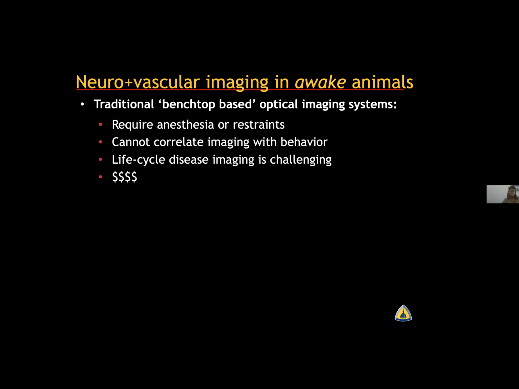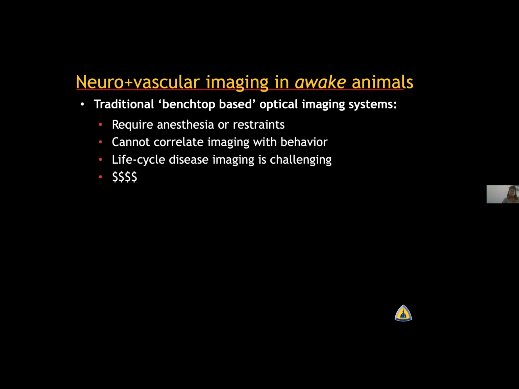But when we anesthetize an animal or restrain an animal, two things happen. One, when we are trying to look at brain function, we cannot separate out the confounding effects of anesthetics on what we're measuring. And also, if the animal's restrained, we cannot correlate what we're measuring in the brain with the behavior of the animal. So if we're looking at some kind of behavioral phenotype, it's very tough to correlate the two. The other thing is, it's very hard to do these kinds of experiments if you're interested in the life cycle, or if you're interested in imaging the animal over the entire life cycle of the disease model.